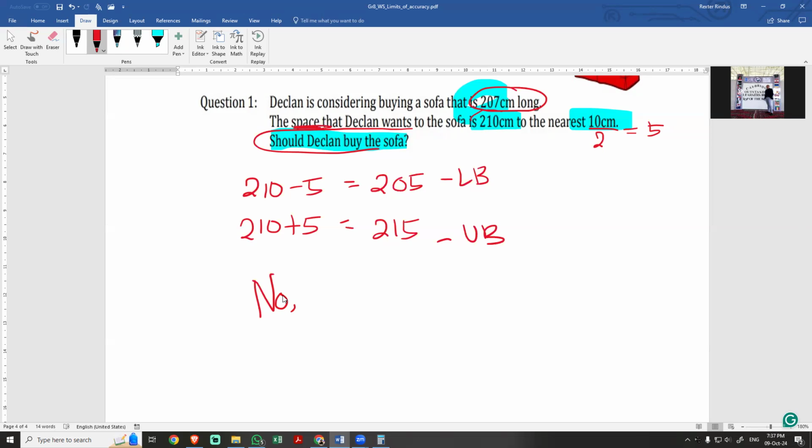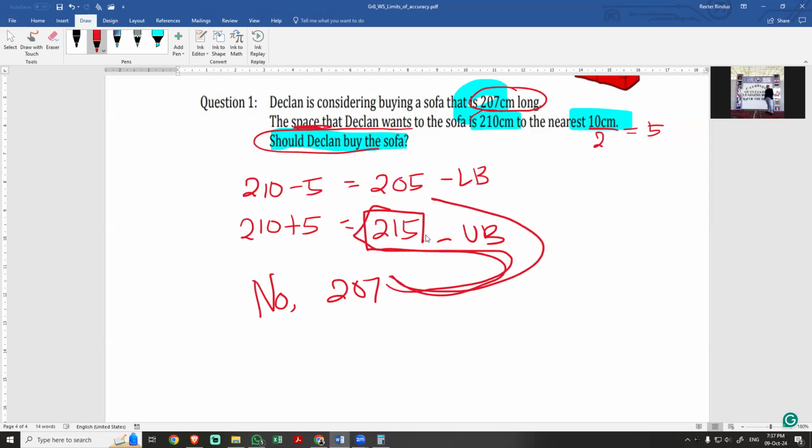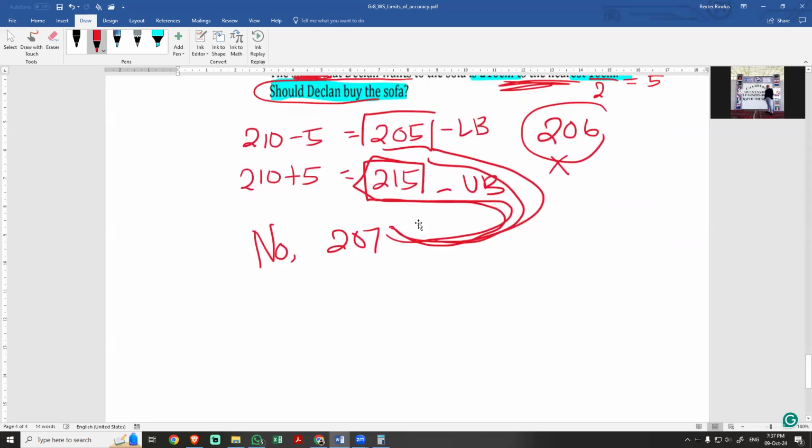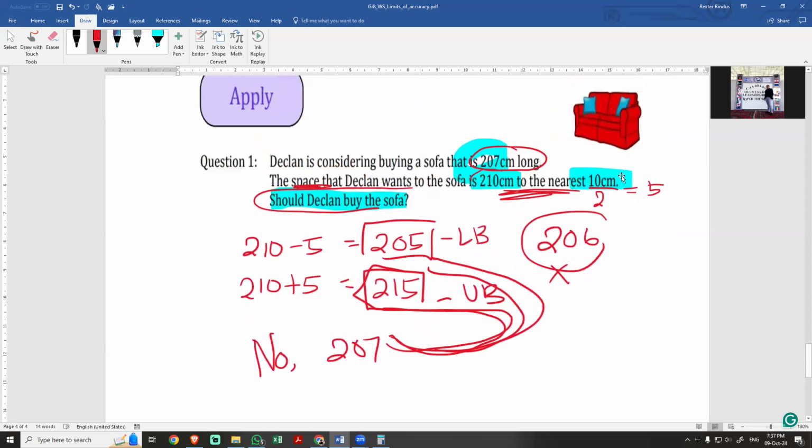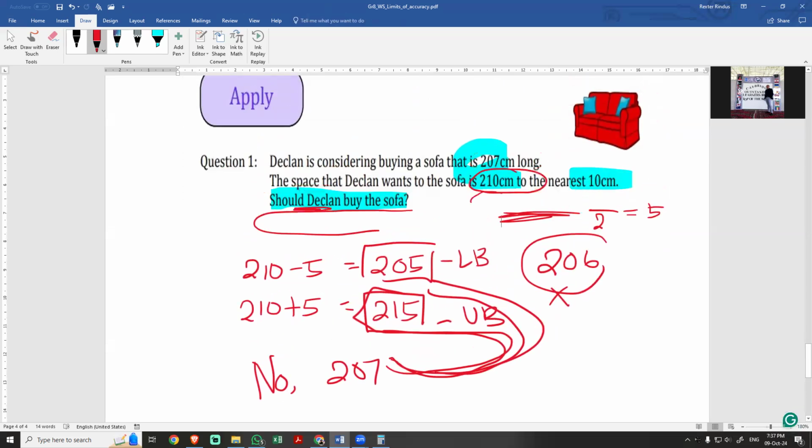Because chances are that 207 will fit in 215, but it will not fit in 205. So what if, given a chance, because of the tolerance of the lower bound, the actual size of the room is 206? It will be a waste of money. So the best thing he or she can do is go back to his place and measure the exact measurement without using the upper bound and lower bound. So it should be no for now until he is sure of what measurement is available for him. So let's move to the next one.